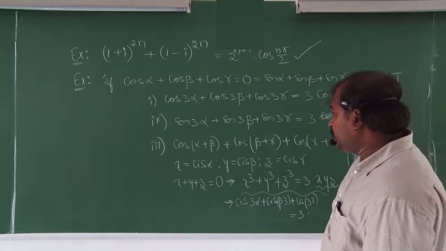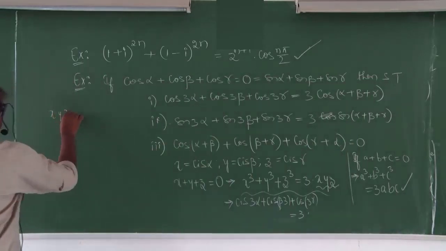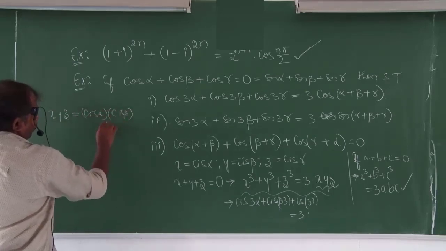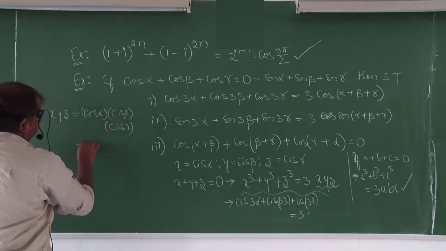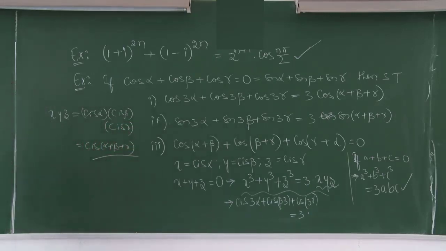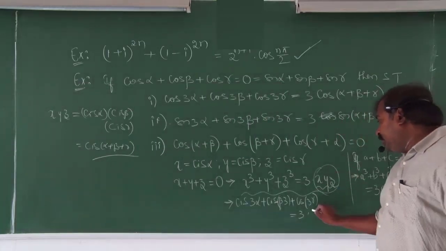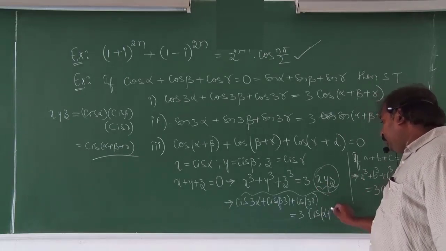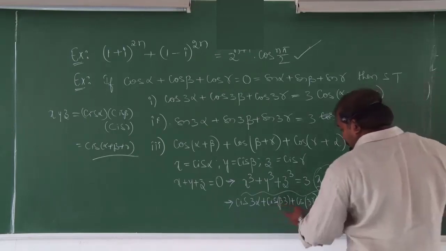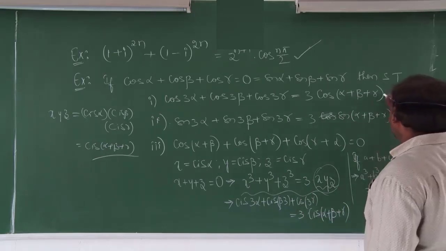What is the value of xyz? If you observe here, xyz is equal to cis alpha into cis beta into cis gamma. How can I add this value? Cis of alpha plus beta plus gamma. Now by replacing here, I get xyz value is nothing but cis of alpha plus beta plus gamma. Now on both sides you can compare the real and imaginary parts. Directly you will get this bit and this bit.